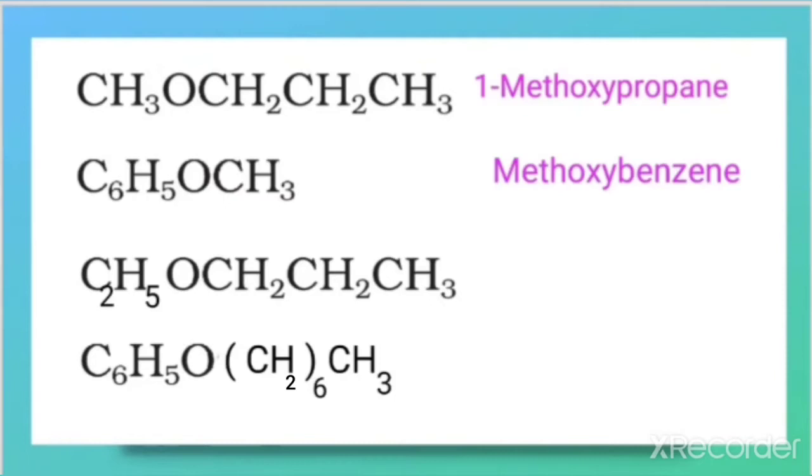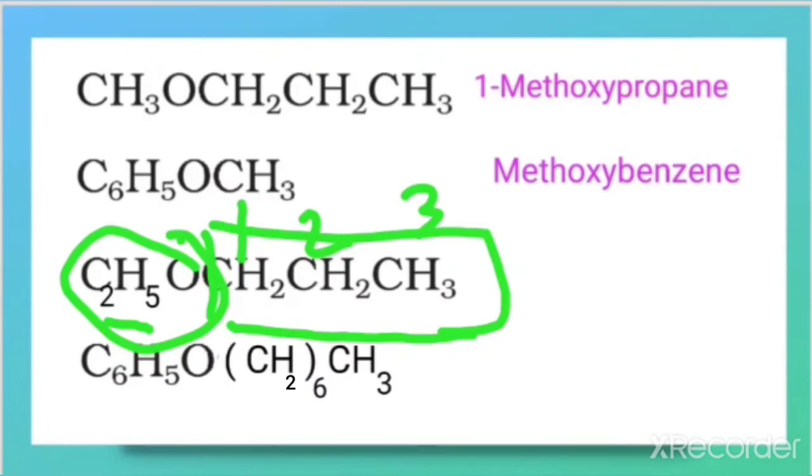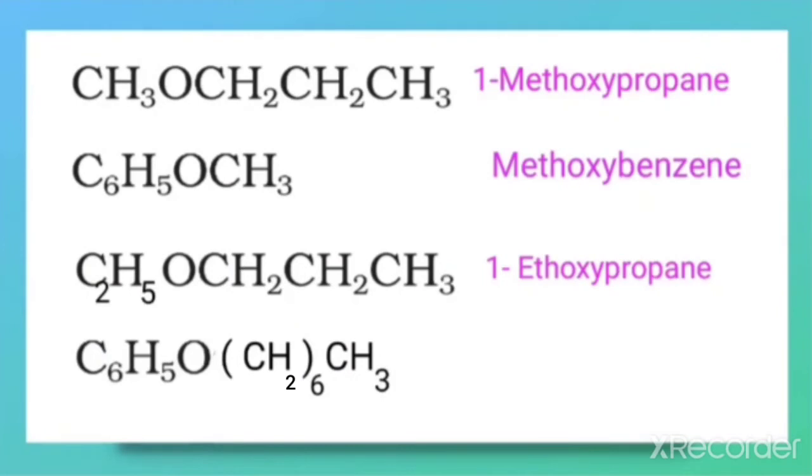Next structure. In the next structure, you can find that this is an ethyl group and this is a 3 carbon propyl group. So which one is larger? The 3 carbon group is larger. So this is taken as the main chain and this is taken as the substituent. The substituent is on the first carbon, this is second, third. So we can name this one as 1-ethoxypropane.